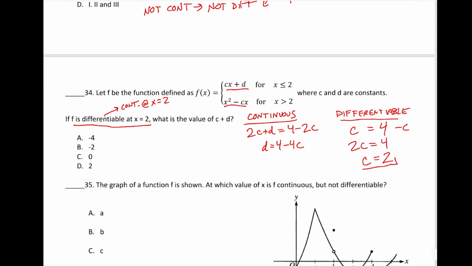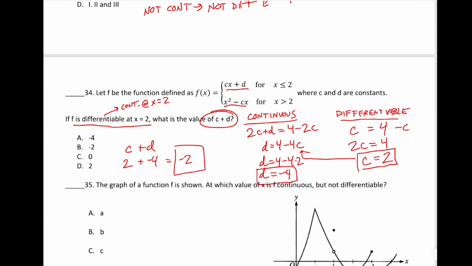And once I have c, I can plug that into my d equation. So d is 4 minus 4 times 2. That's 4 minus 8. So d is negative 4. Okay, the question's asking for c plus d. So c plus d is 2 plus negative 4. That's negative 2. Our answer is B.